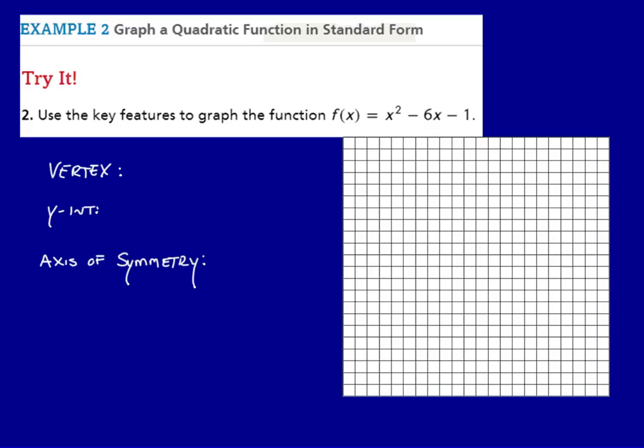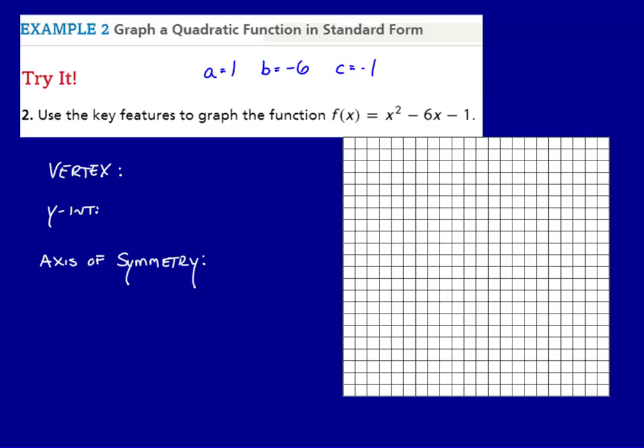Like a line, you need 2. A parabola, you need 3. But we're going to use 4 to make it extra accurate. So let's fill this stuff in first. The vertex here is going to be negative b over 2a, which is going to be negative of a negative 6. Let's keep this going. Let's actually write down what a, b, and c are again. a is 1, b is negative 6, and c is negative 1.